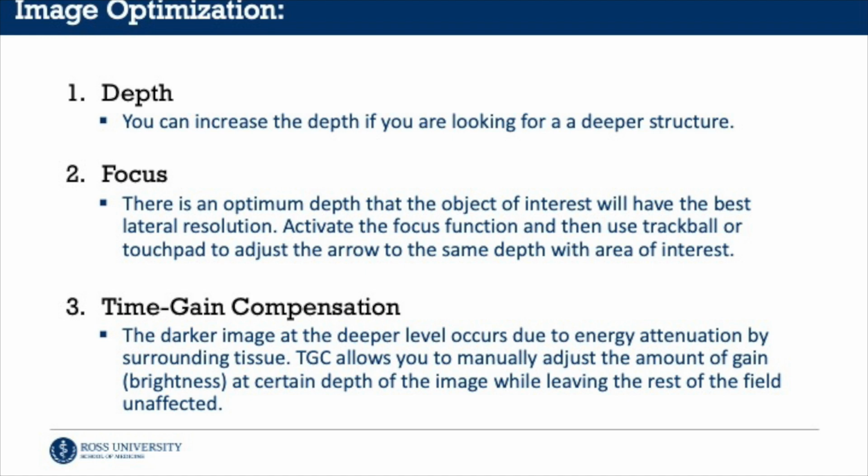Activate the focus function and then use the trackball or touchpad to adjust the arrow to the same depth with area of interest. The deeper a structure is, the darker the object will appear on the ultrasound machine. By using the time gain compensation, you can manually adjust the amount of brightness at a certain depth of the image while leaving the rest of the field unaffected. So it basically makes the image look a little bit brighter compared to the rest of the field.